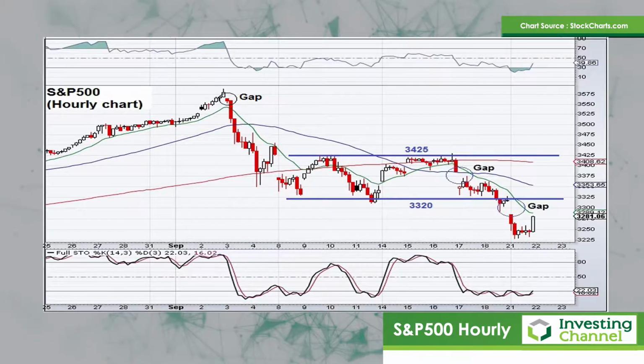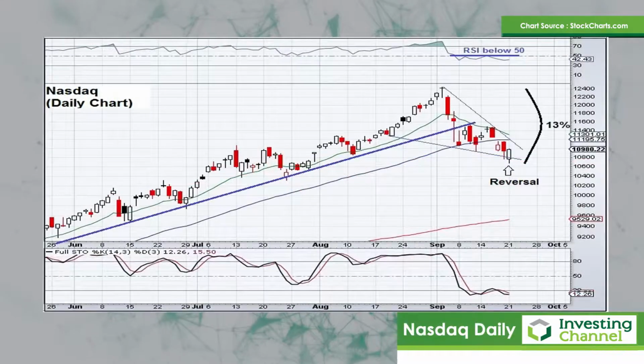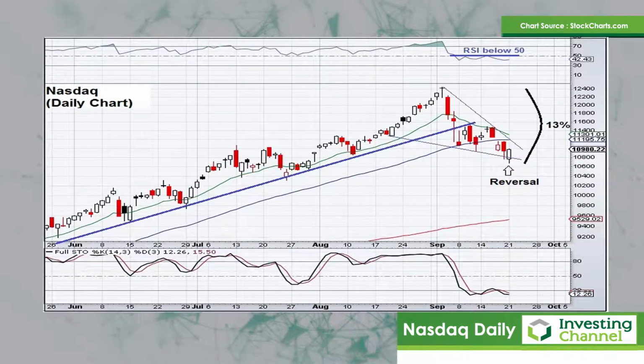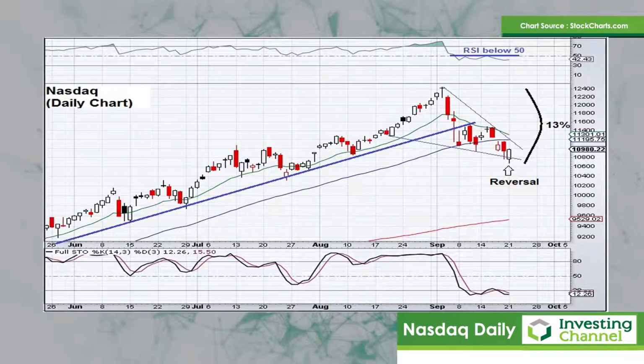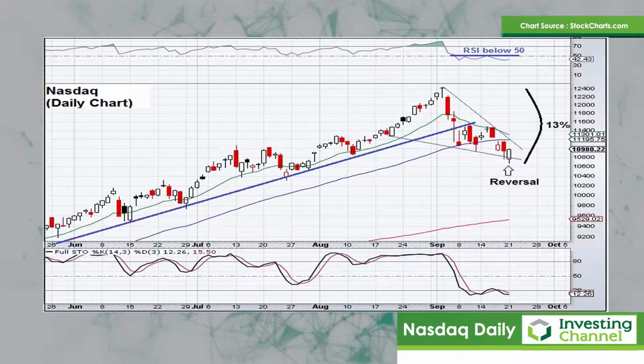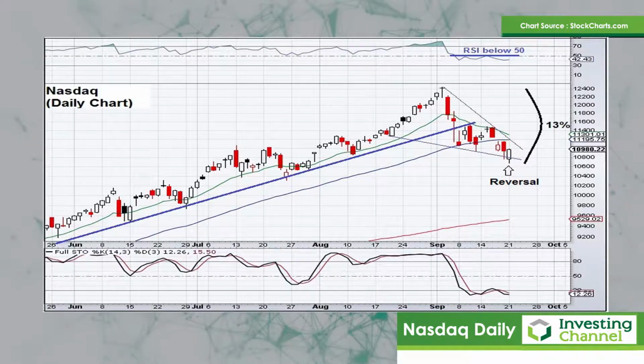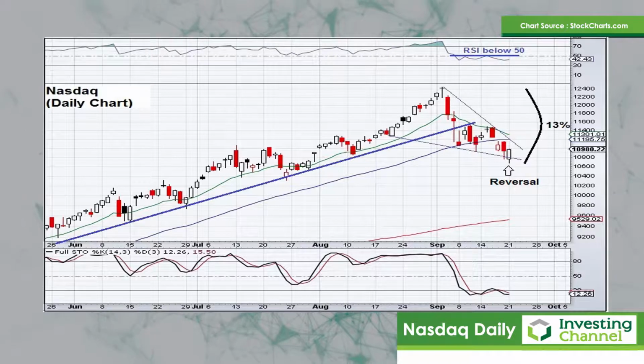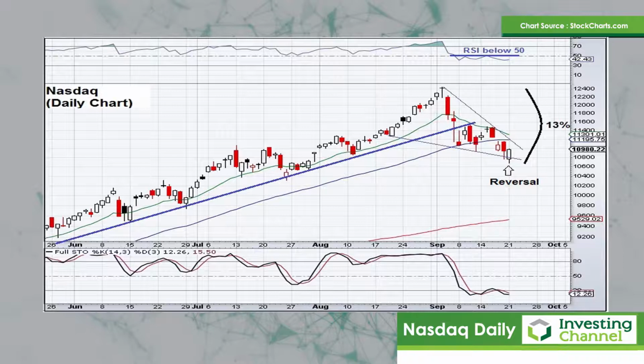Let's then take a look at the Nasdaq, and here we've got the Nasdaq 100 index daily chart first up, and there you can see the fact that we've had a 13% decline from the high in the beginning of September down to yesterday's low. Yesterday's candle printed a piercing line candle, so that's actually a bullish reversal, and it's also notable that this has happened after quite a significant pullback in the market.